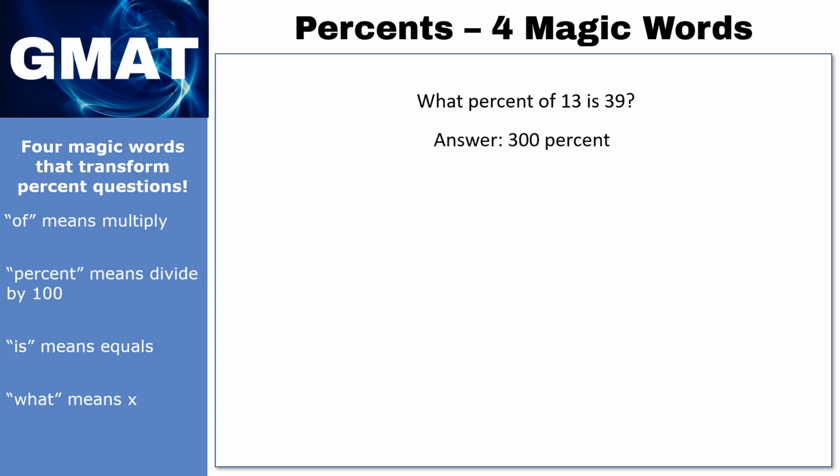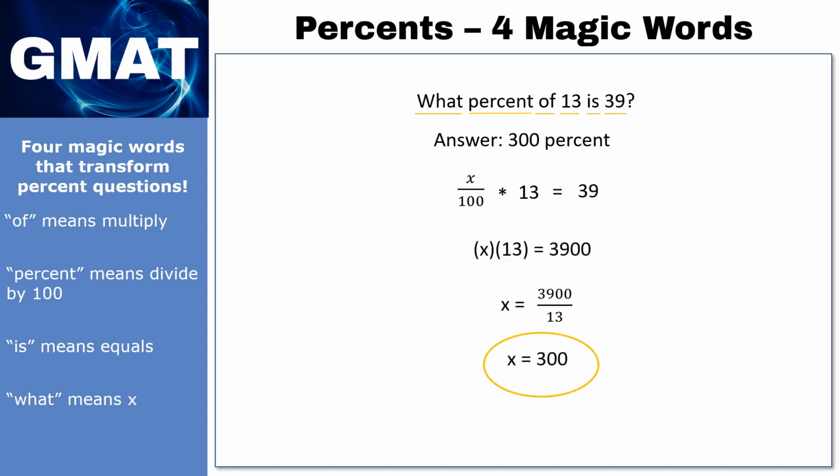Okay, the answer should be 300%. Let's just translate all the English into math. What percent means X over 100. Of means times. 13 means 13. Is means equals, and 39 means 39. At this point, all we do is do the algebra and solve for X, which is 300. Our answer, 300%. Nice job.